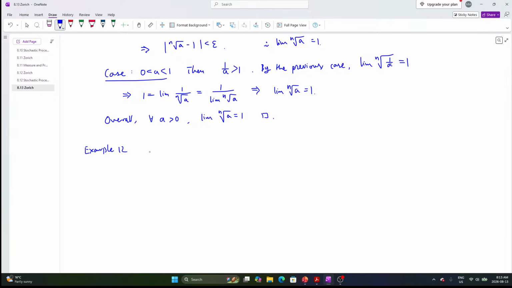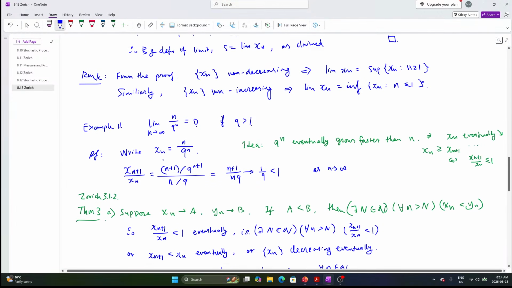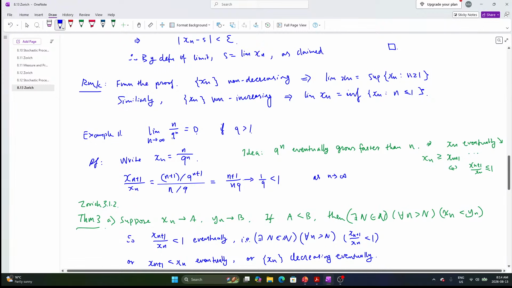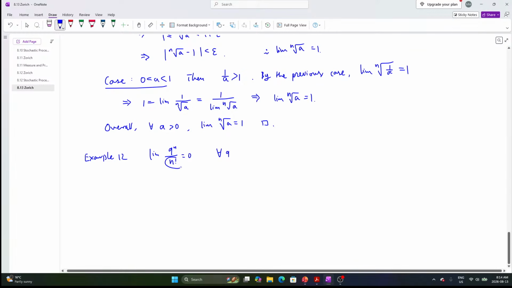So it says the limit of q to the n over n factorial is 0 for any q. So now we have a hierarchy here. Right? Example 11 says eventually exponential function beats linear function. But here you have another even more powerful function. The factorial eventually beats the exponential. This is what it says. Okay, so let's prove that.